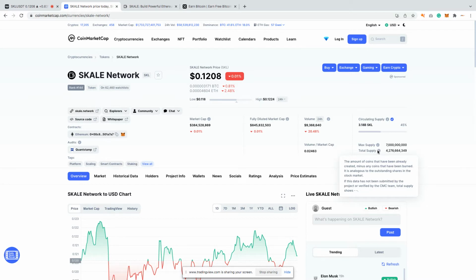4.276 billion tokens. Now, what is total supply? This is the amount of coins that have already been created minus any coins that have been burned. The maximum supply total is 7 billion tokens. If you don't know what that is, the maximum supply is the amount of coins that will ever exist in the life cycle of any coin.